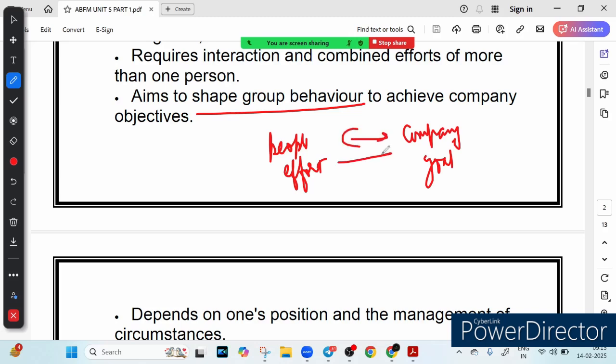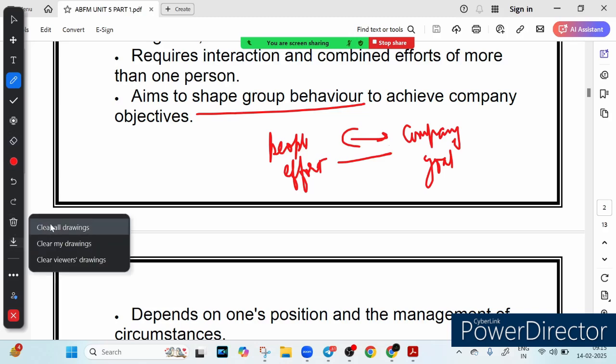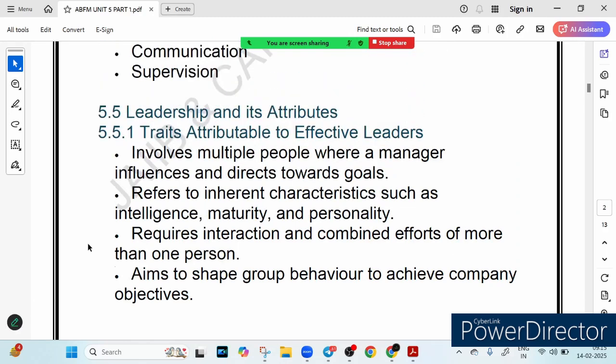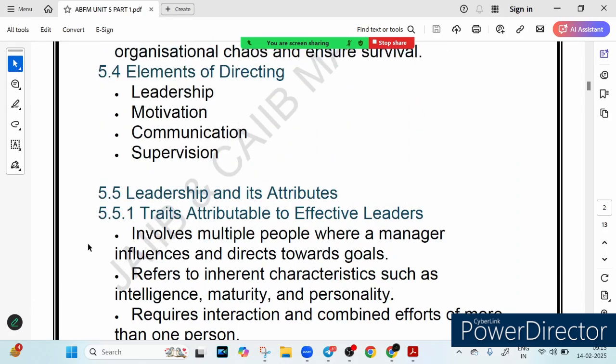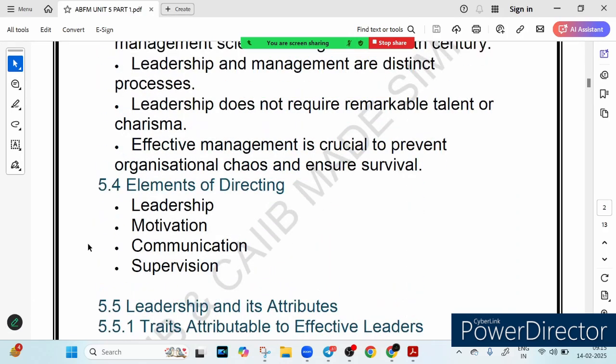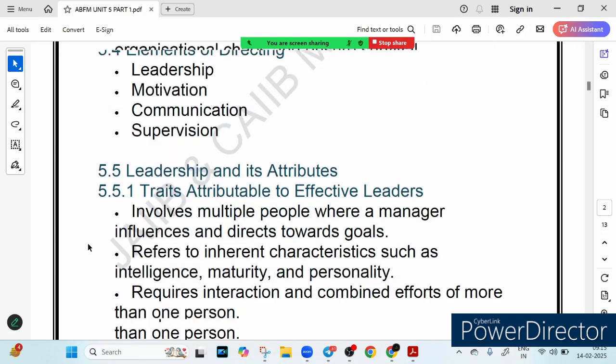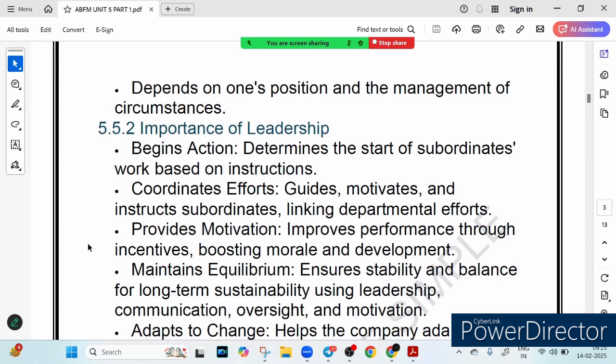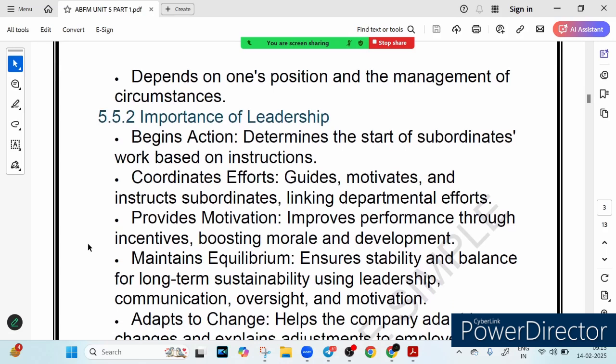So leadership and directing are not about being born with magical skill. It is about learning how to manage people effectively. I hope this makes sense to you, right? I hope this makes it clear what leadership is, what management is, what management science is, when it emerged, what the attributes and pillars of directing are, and what the traits of an effective leader are. We have covered that just now. Now let's move over to the importance of leadership, right?